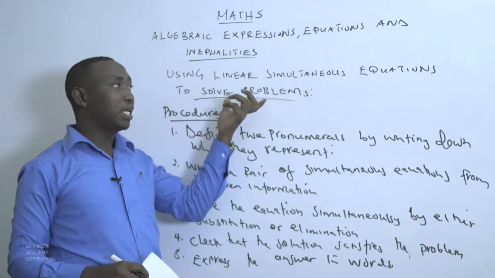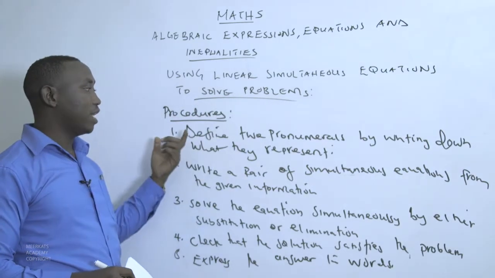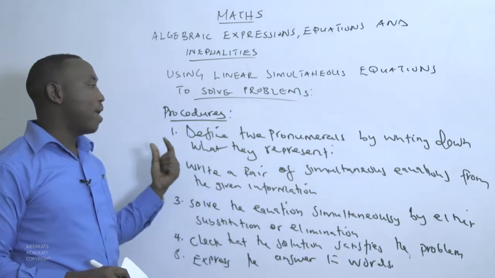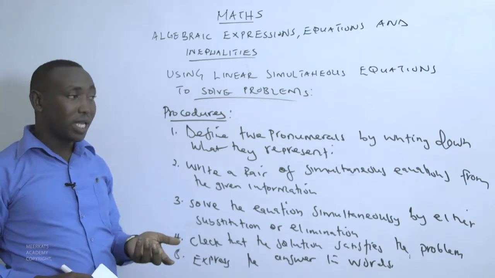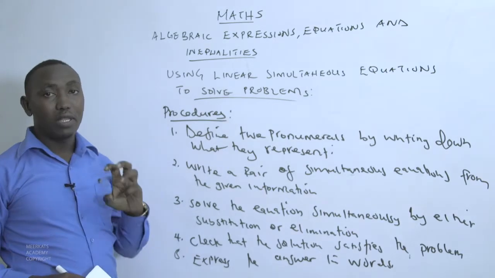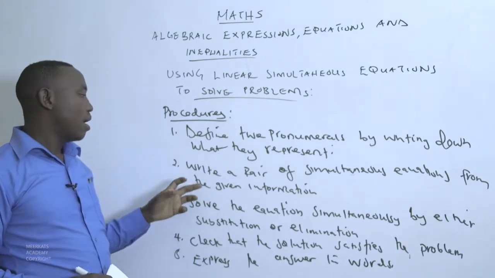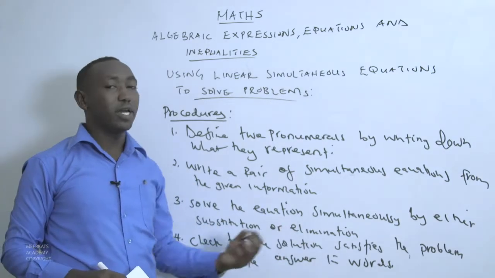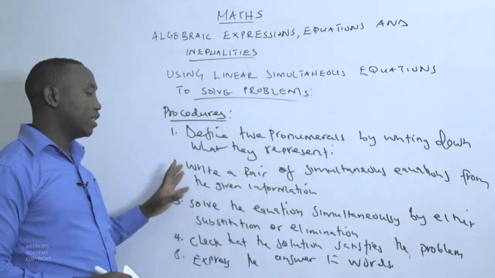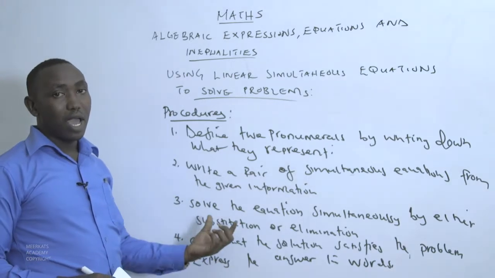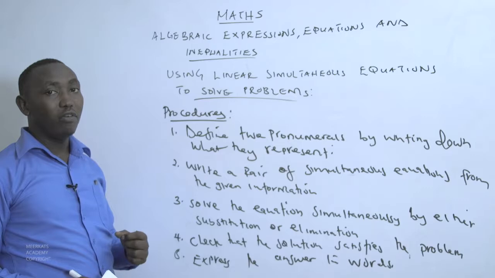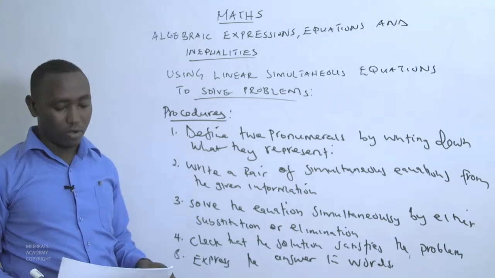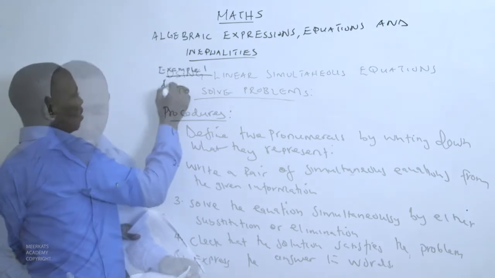So these are the 5 critical steps that are normally followed whenever you want to solve mathematical problems simultaneously. In the first case, you define two pronumerals by writing down what they are going to represent. Then you come up with a pair of equations which you are going to solve by either use of substitution or elimination. Then after solving, check if your answer satisfies that pair of equations, and then finally you express it in words.